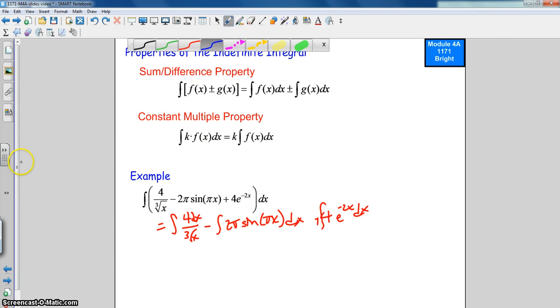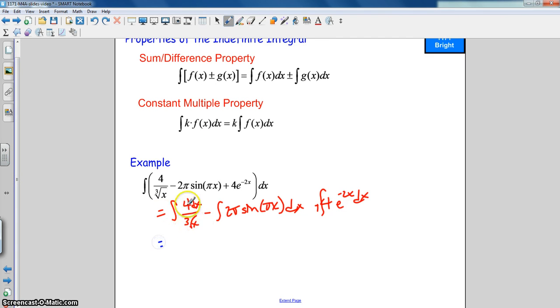Now I'm going to use the constant multiple property. I have 4 times the integral, and I'm going to write this as x to the minus 1/3. Again, cube root is the 1/3 power. If it's in the denominator, I can move it to the numerator and just make it a negative exponent. Here I'm going to pull out the 2 pi as well. Remember pi is a constant, so now I just have the integral of sine pi x inside. And then finally I'm going to add 4 times the integral of e to the minus 2x dx.